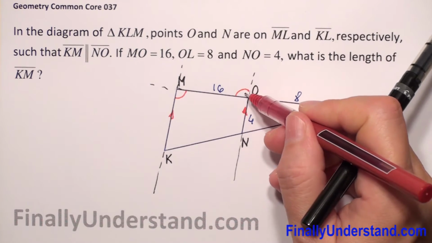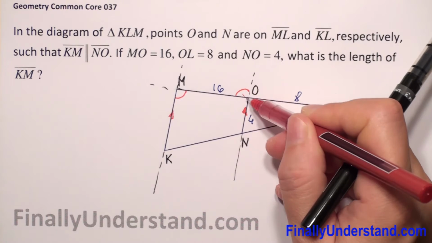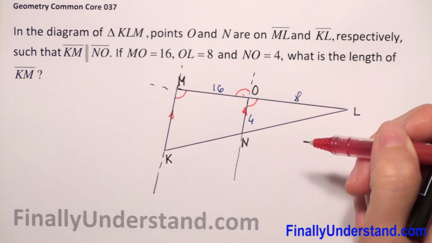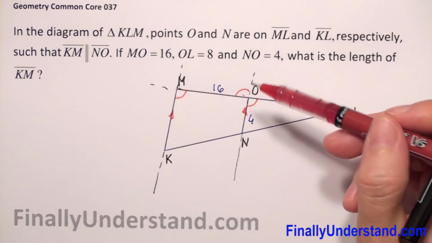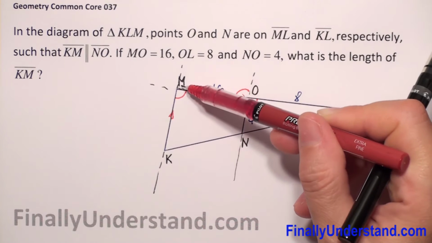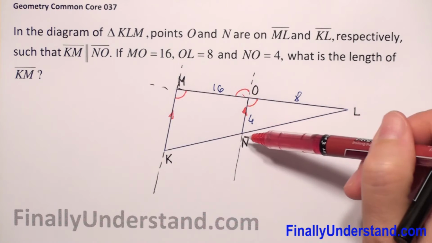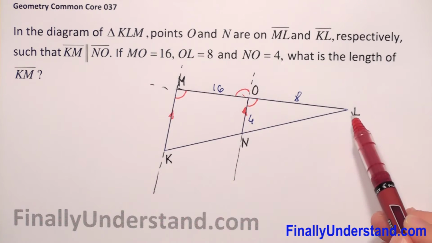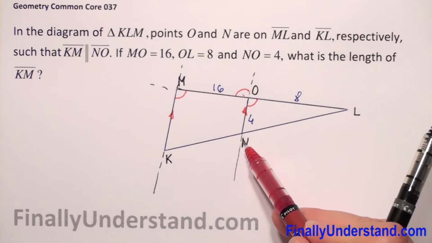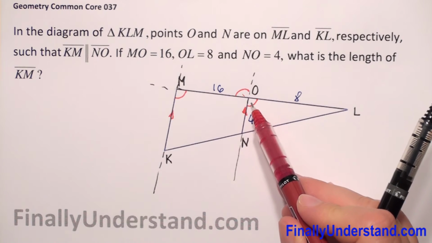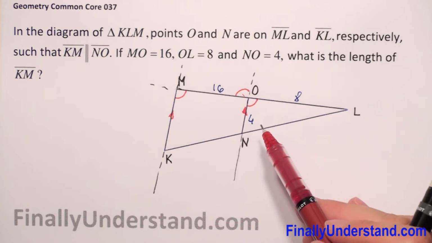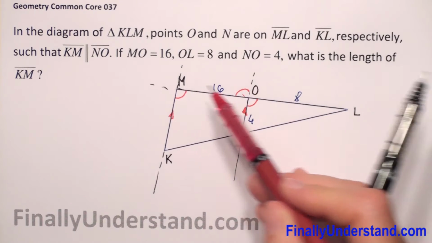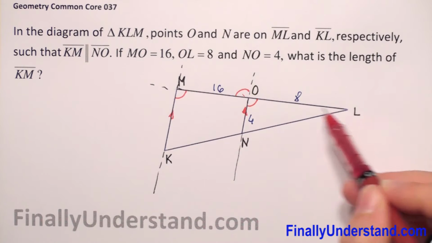And because we have vertical angles here, and we know that vertical angles are congruent, we have also the same angle. And now we have that angle KML is congruent to NOL. What else? Angle KLM is congruent to angle NLO. So by the angle-angle similarity postulate, triangle KLM is similar to triangle NLO.